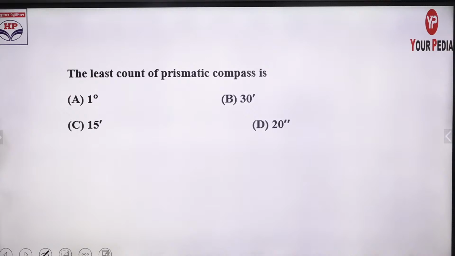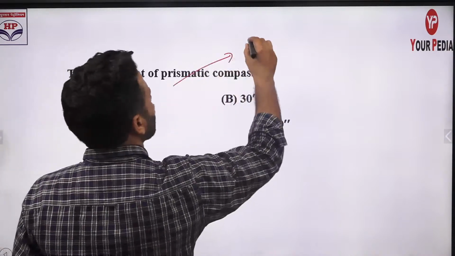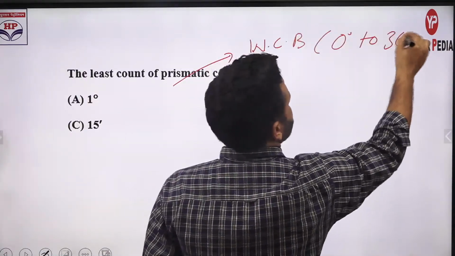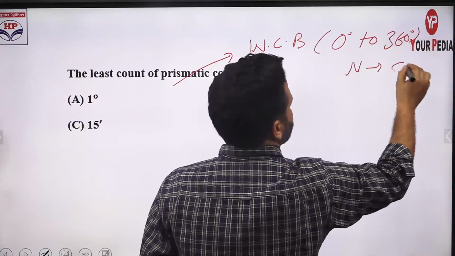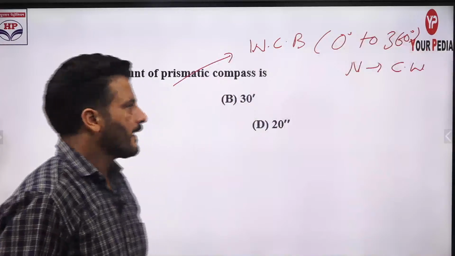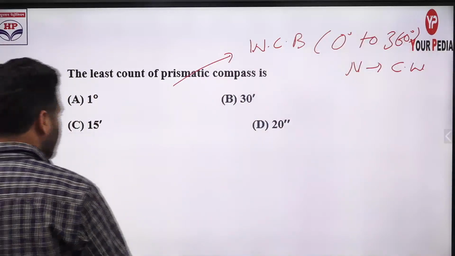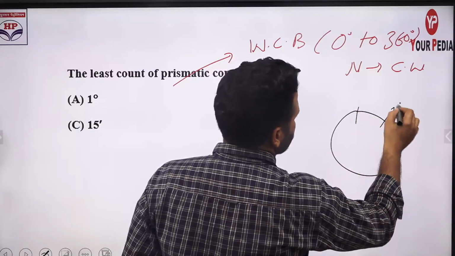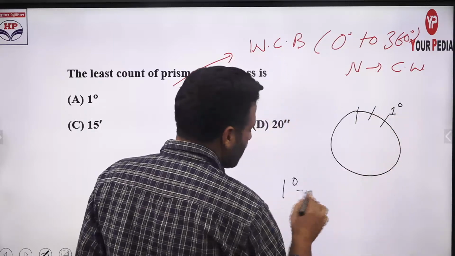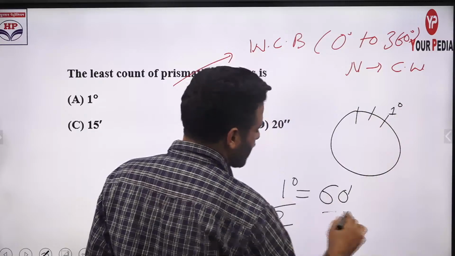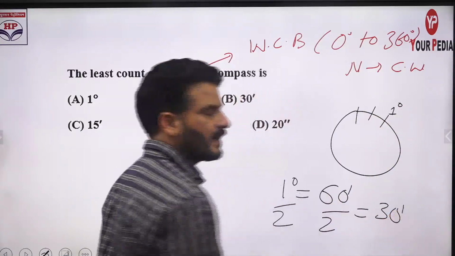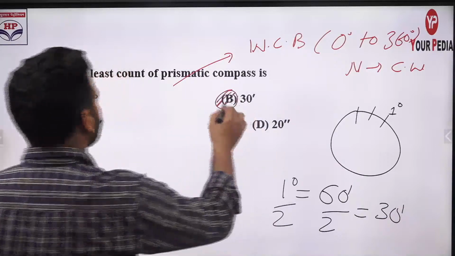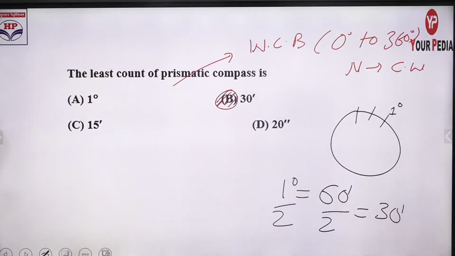So least count of prismatic compass. Prismatic compass is measuring what? Whole circle bearing, that is, the angle is from 0 to 360 degrees. You will always start from north in the clockwise direction. That's it. And in the prismatic compass, each degree is divided into two parts, meaning that 1 degree having 60 minutes is just divided by 2. So 30 minutes is the least count of the prismatic compass. Option B will be the answer.